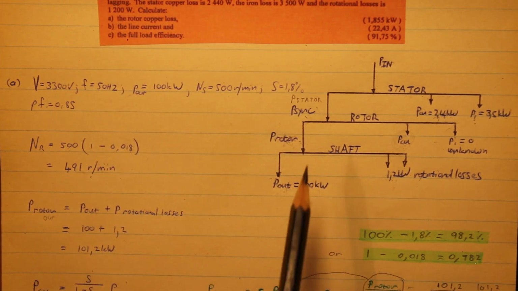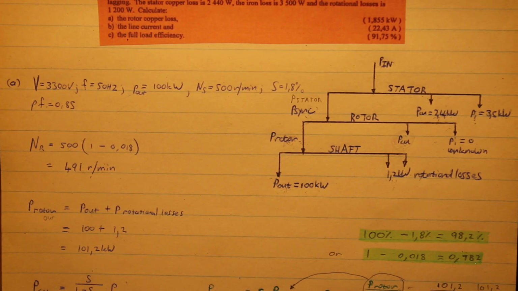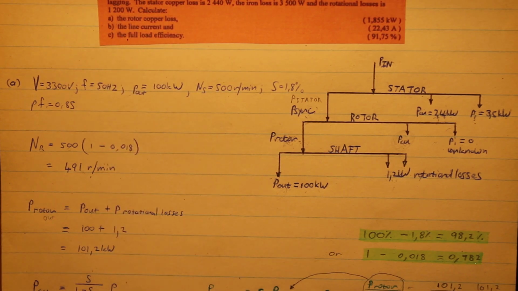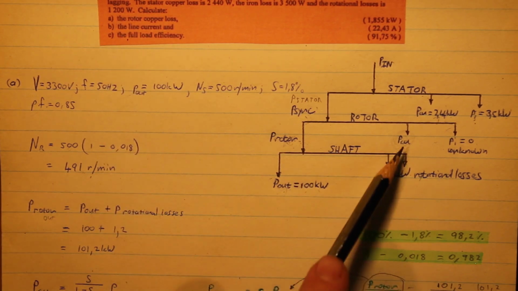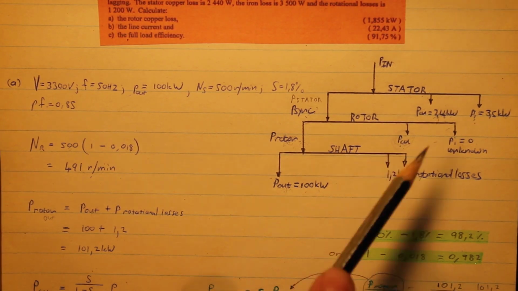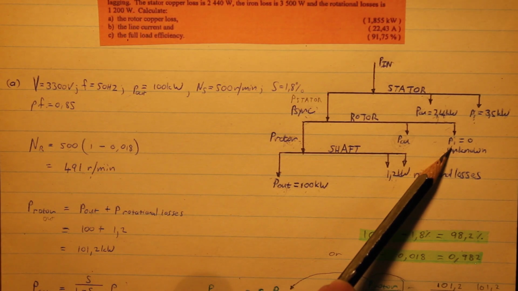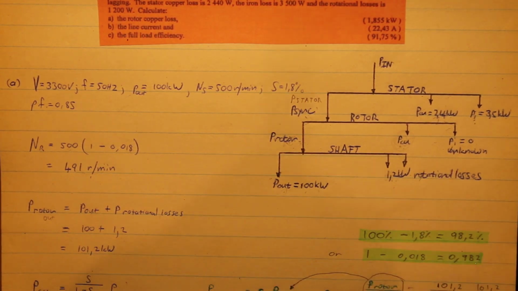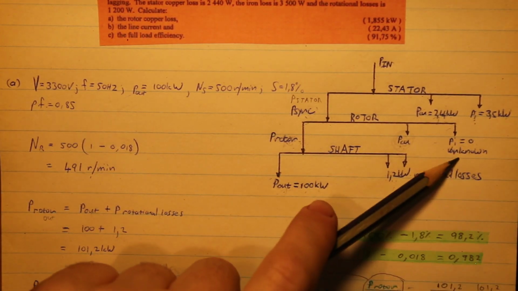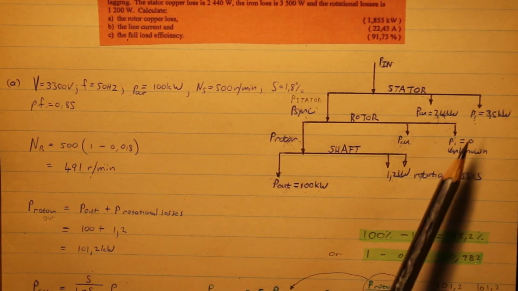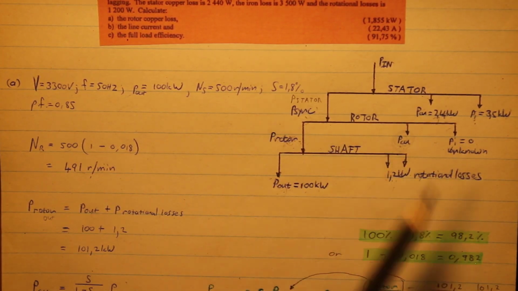Now we look at the question, and they say they want the rotor copper loss. The question also didn't give us the iron loss of the rotor. They didn't say anything about it. So therefore, we're going to just say it's zero or negligible, and it's unknown. So we're just going to ignore that.